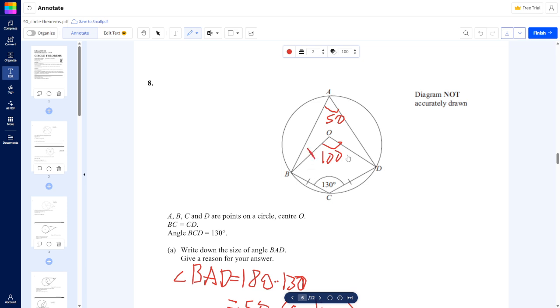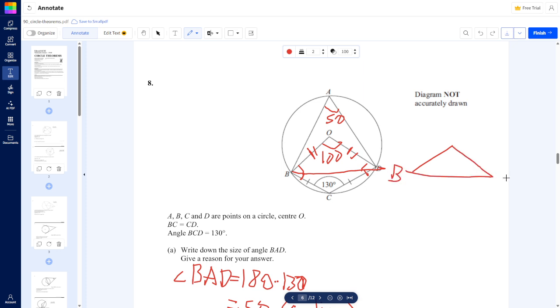You can see that these two are equal to the same, and these two equal the same. That means you could split this up into 2 isosceles triangles. If we had a straight line from B to D, we split this up into 2 isosceles triangles. So for the top one, I'll just redraw here.